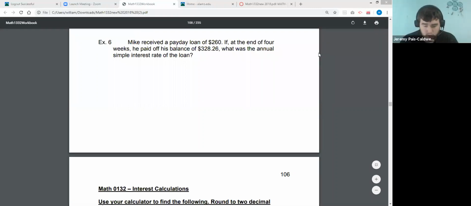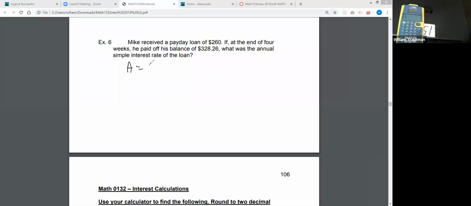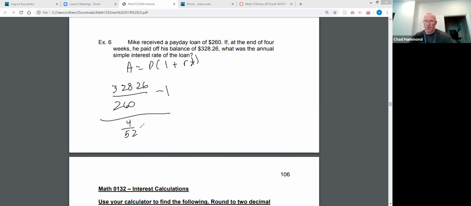What did I do wrong? Let's see: A equals P times (1 plus RT), and A was 328.26, divided by P, which was 260. Bring over the 1, and then divide it by R, which was 4 out of 52. I got 3.413.